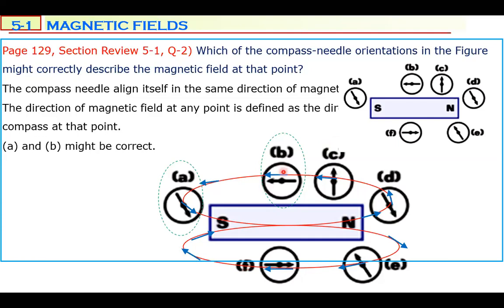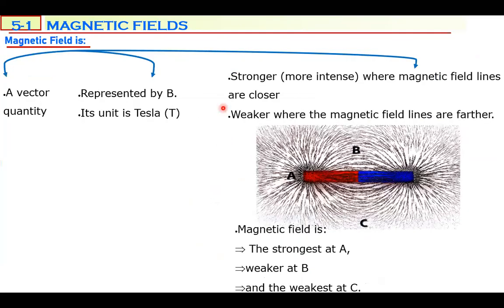So compass needles are pointing in the same direction of the magnetic field, but for C, D, E, and F, the compass needle is pointing in the opposite direction of the magnetic field of this external magnet. And magnetic field is a vector quantity. Yes, it's a vector quantity. It shows a direction, and its symbol is B, and the unit of magnetic field is Tesla, named after one of the famous scientists, Nikola Tesla.